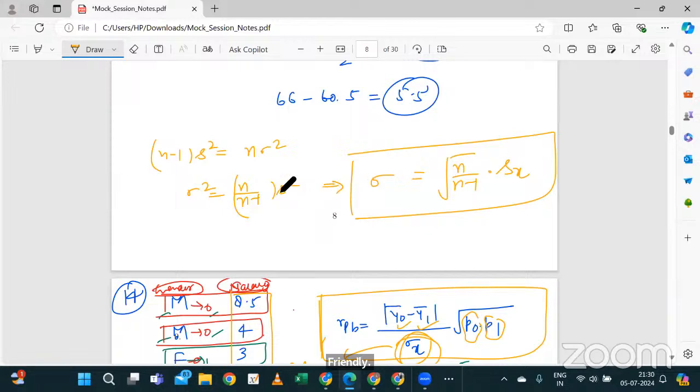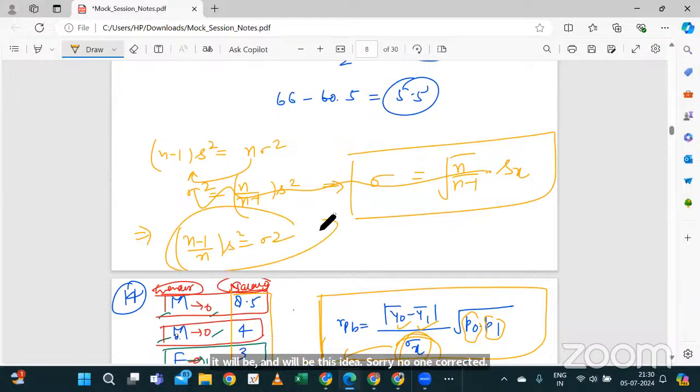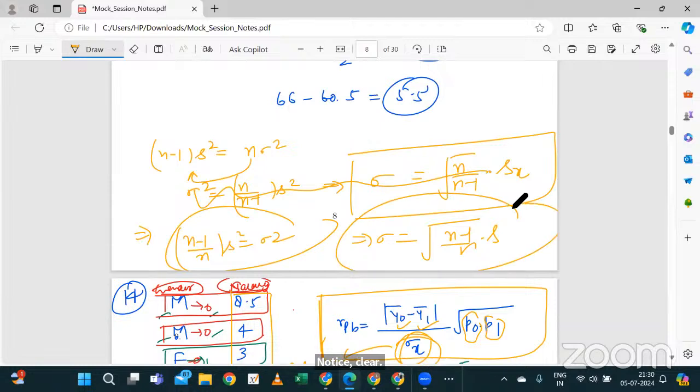Okay, sorry, it was my bad. So it will be n, and it will be this side. Sorry, no one corrected. Yeah, thanks for this. Sorry, it should be like this. Now it is clear, right? Yeah, that was the mistake.